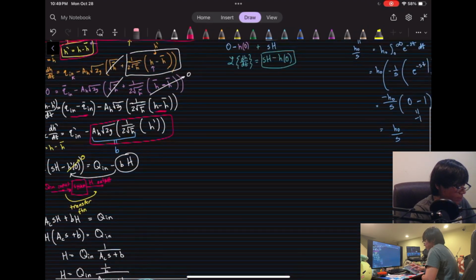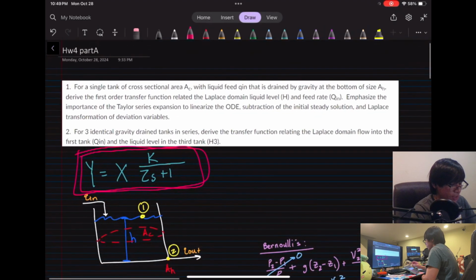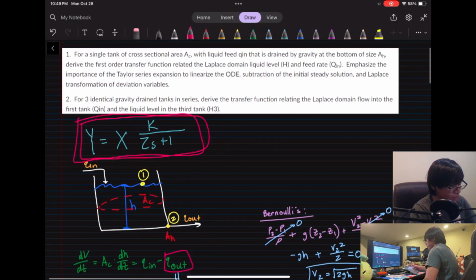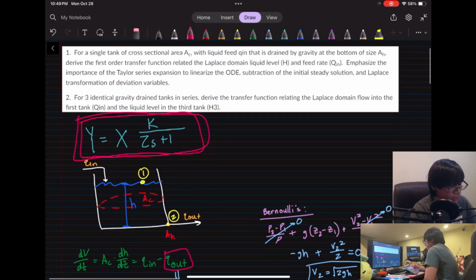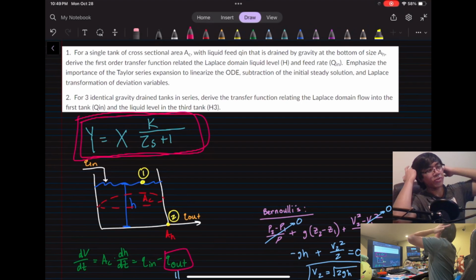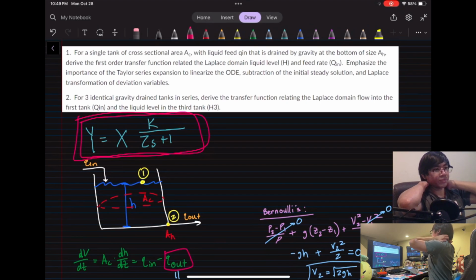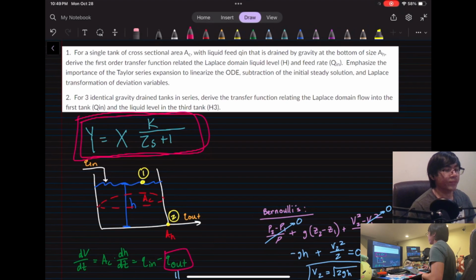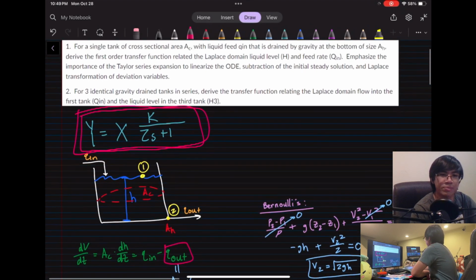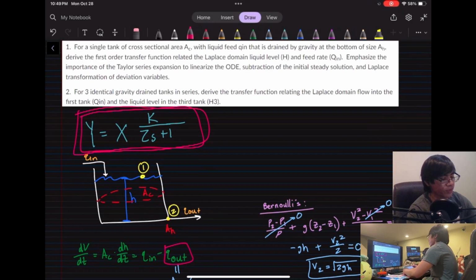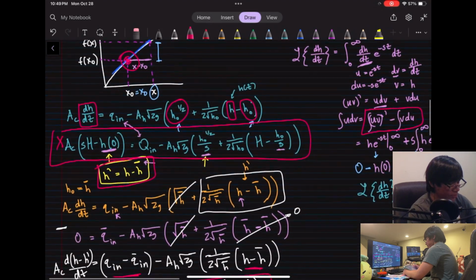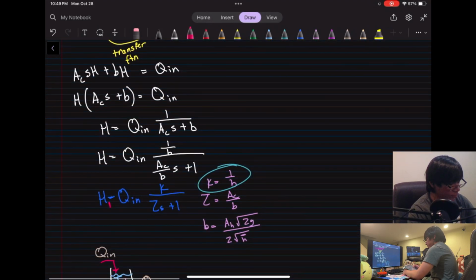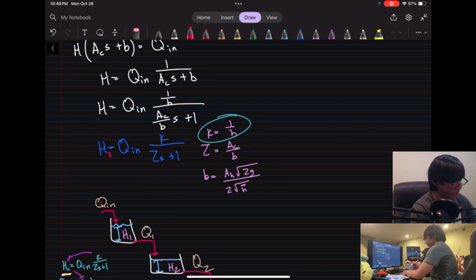So I believe that's everything we've done. We did our simple tank first, doing the Laplace domain after linearizing it from a Taylor series expansion. I showed you why we chose the initial steady state h bar as a point of expansion, the importance of that, and how that let us simplify our Laplace transform versus if we just did an arbitrary value. And doing that allowed us to simplify all the way down to our first order transfer function right here.